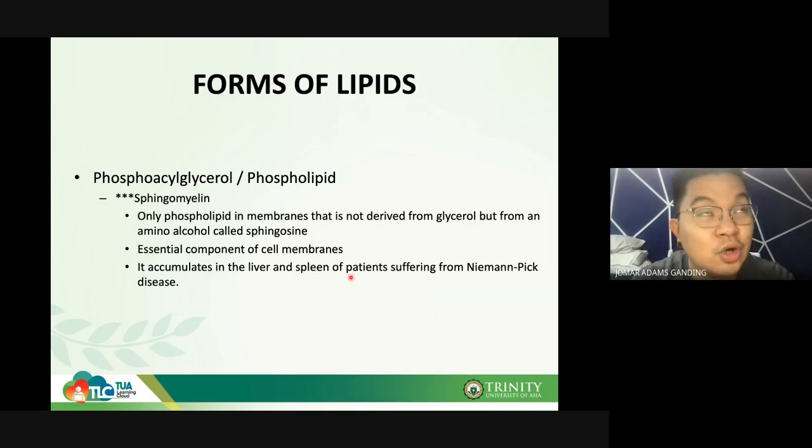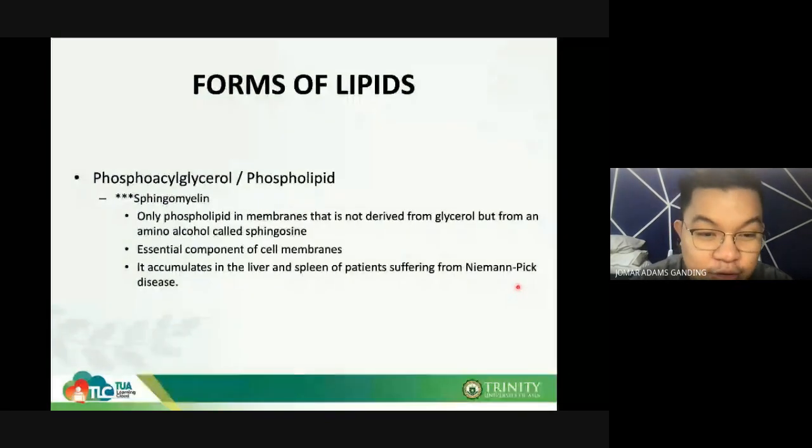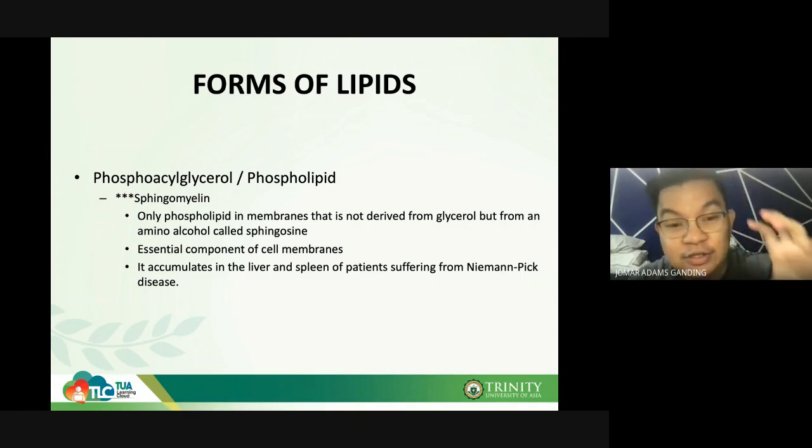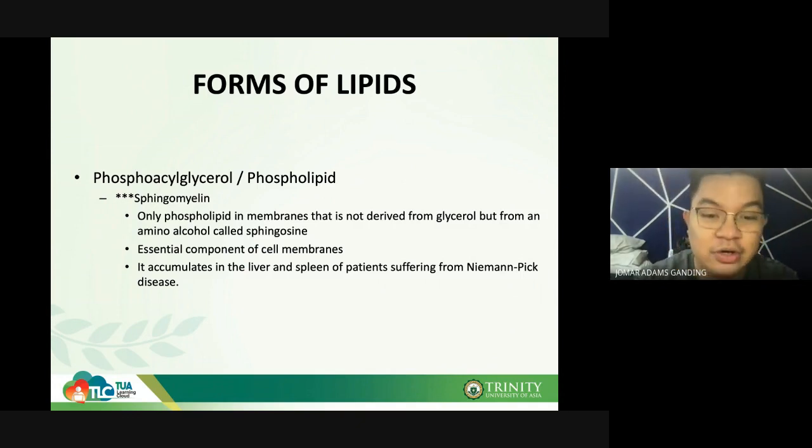And at the same time, there's also a white blood cell specific to your Niemann-Pick disease, the one with vacuoles, because of the formation of those fats in your WBC. So with that being said, ayan, that is for our phospholipid. So quick review for phospholipid.